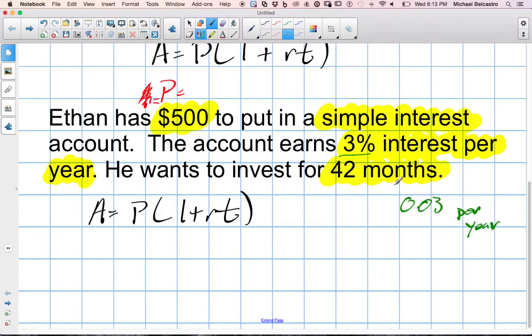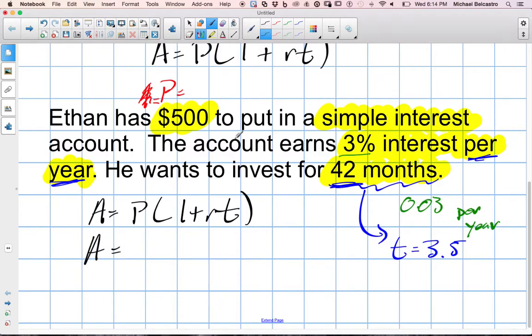Okay. How long are they investing for? 3.5 years. Yes, good. So it's 42 months, which is 3.5 years. Because the interest rate is per year, we have to make sure we're in that unit. Because they give you the time in months, we have to convert months to years. So our T value would be 3.5. From here, it's pretty straightforward. We just plug the things in.